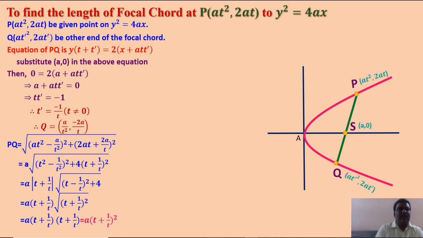You can't do all these things. You just know the value of t. You can write its length as a into t plus 1 by t whole square. Note that this formula is only for y square is equal to 4ax. If the curve is changed, like y square is equal to 2a into x plus 4, you can't use the formula. This is the length of the chord only for y square is equal to 4ax, which is drawn at the point P(at², 2at). Otherwise you have to write the line equation and solve with the curve and find the length. Understand? Right? Let us see some problem related to this concept.